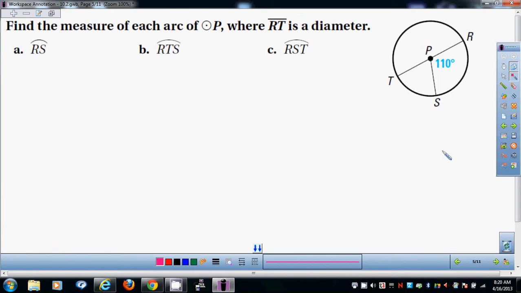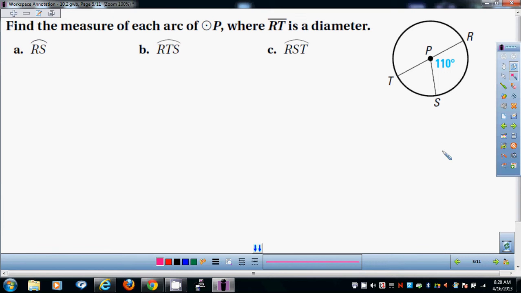Arc TS would be 70, but arc RTS is 180 plus that 70, which would be 250. Very good. 250 degrees would be arc RTS. You start with R, go through T and S. Basically everything but this 110. How many degrees are in a circle? So just subtract 360 minus 110.